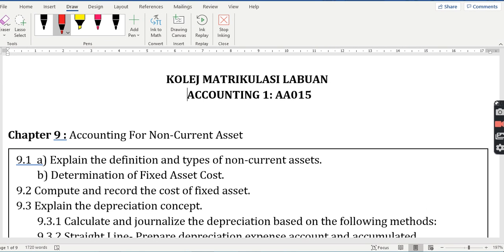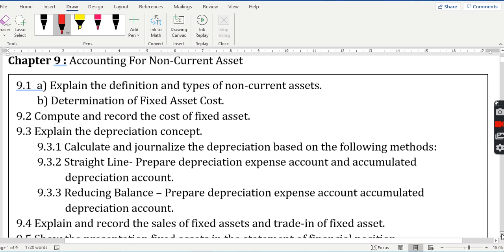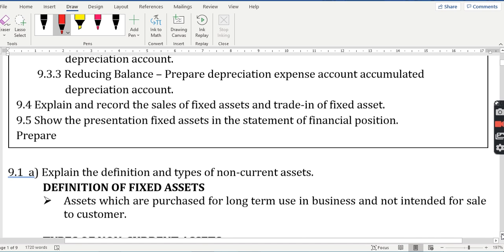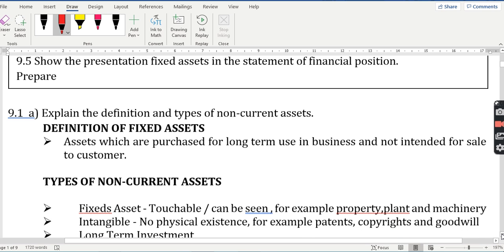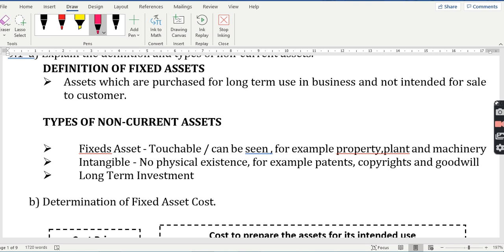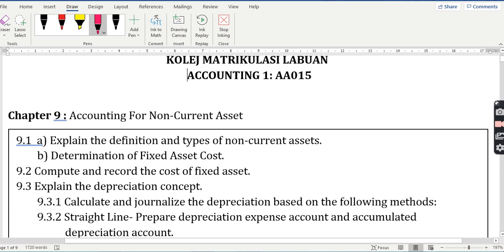Okay, so today we're going to continue on chapter 9, accounting for non-current asset. We went through the learning outcomes and now we look at the definition for fixed asset. As you can see here, the fixed asset is an asset which we purchase for a long time use.